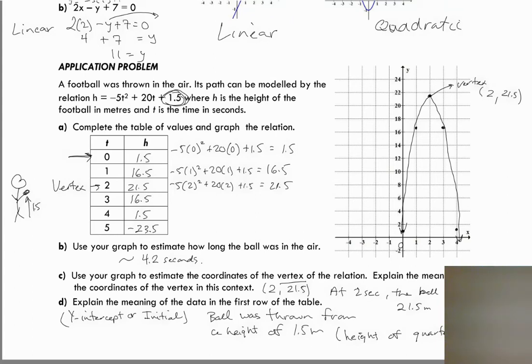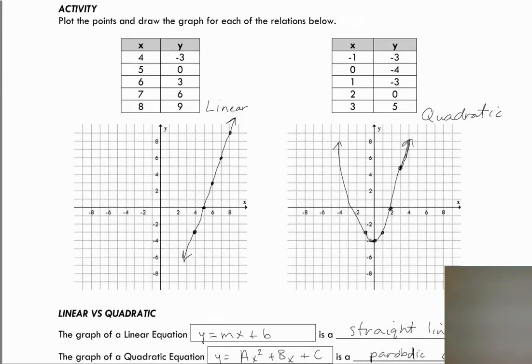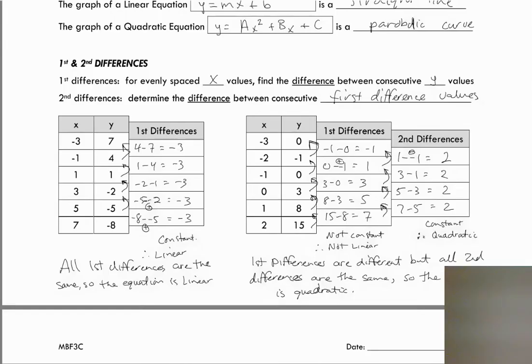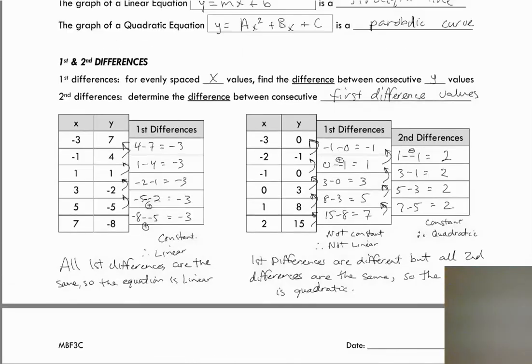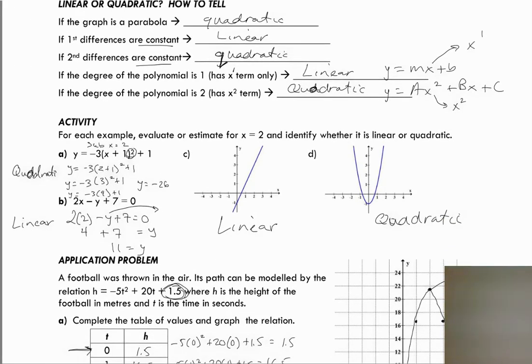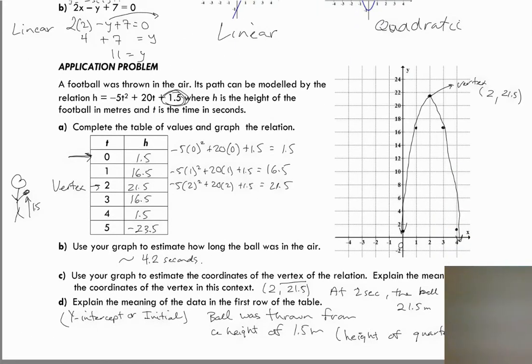Okay, that's the introduction of how we model. We modeled it 3 different ways. We modeled it through graphs, we modeled it through tables, and we modeled it through equations, right? So we had equations, we had graphs, we had tables. So that tends to be the 3 ways we model quadratic and linear relations.